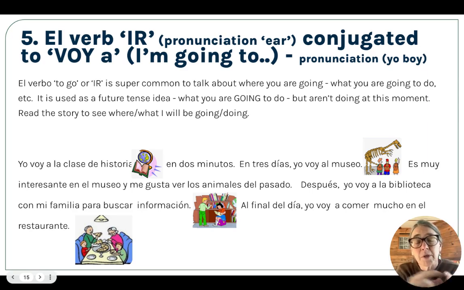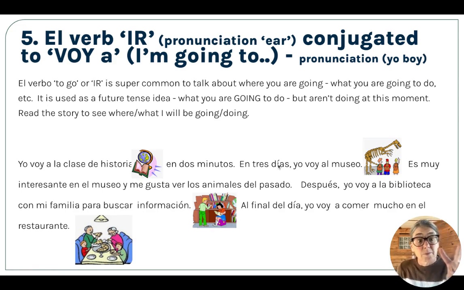So el verbo ir means to go. It's a future tense idea. So it's what you're going to be doing, where you're going to go, what you're going to think about, whatever. It doesn't have to be a place, but it often is a place. So when I say this, yo voy a la clase de historia. I'm going to the history class.